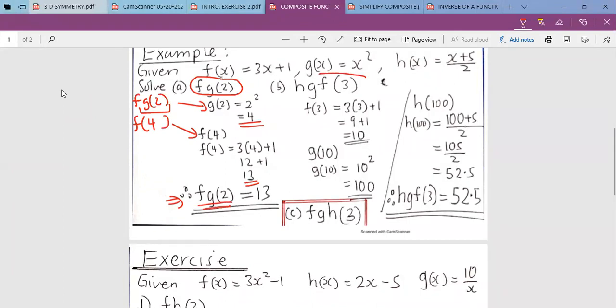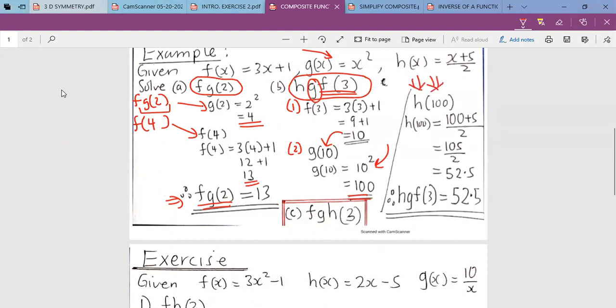Let's look at the second one here. You can see that we have hgf of 3. So the first one you have to solve is f, because f is closest to the bracket. So when we solve f like that, that is step one, we get 10. Now 10 becomes the bracket for step two. And remember, step two is g, there. So the answer becomes the bracket for the second one. Then we work out the second one, and remember the function is x squared. So when we work out x squared here, we get 10 squared, and that is 100.